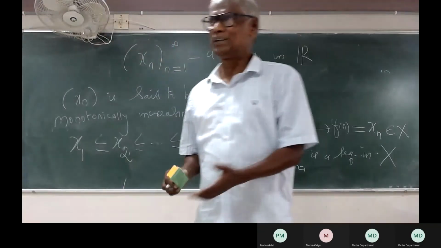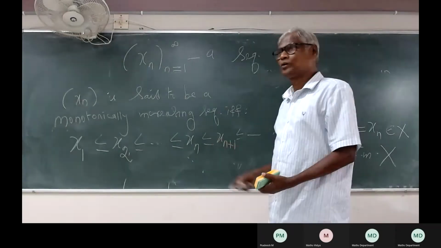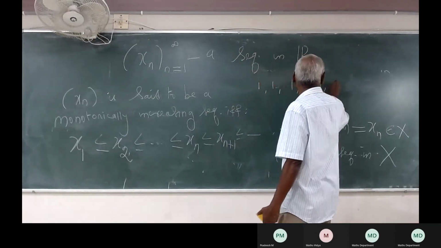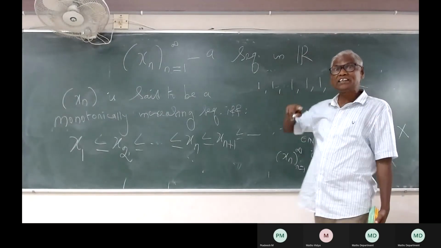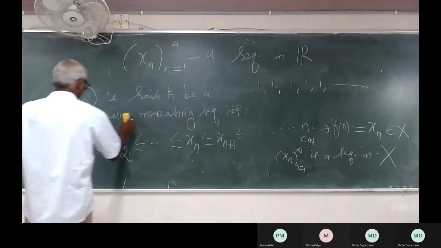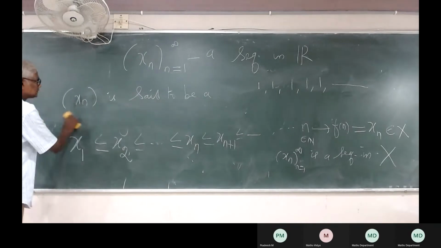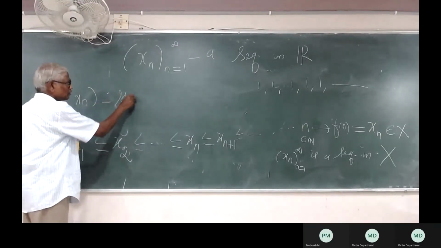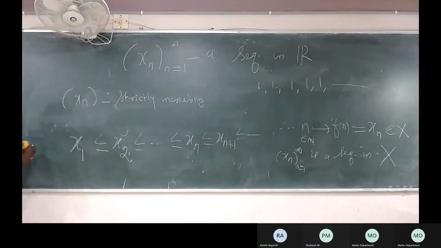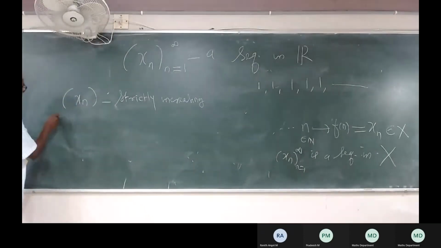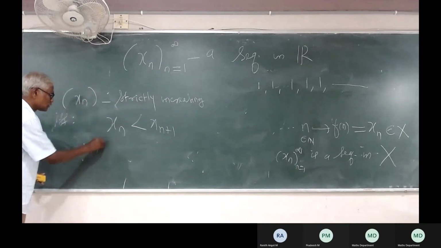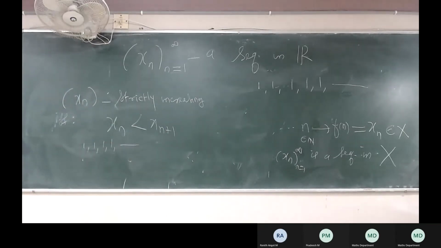We'll just say increasing. We will not use every time monotonically. It is an increasing sequence. Note that, even this sequence 1, 1, 1, 1 is a monotonically increasing sequence. We don't say that it is strictly increasing. When we say xn is strictly increasing, that is, xn is strictly increasing if and only if xn is strictly less than x(n+1). Then a sequence like 1, 1, 1 is increasing but not strictly increasing.